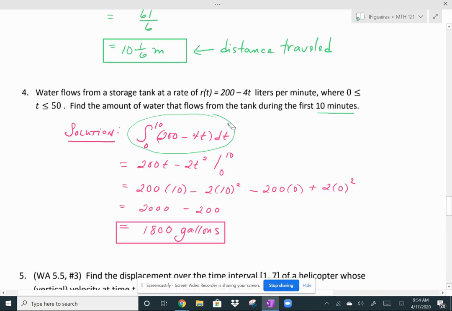So you take the antiderivative, you get 200t minus 2t squared, evaluated from 0 to 10, plug in your limits, and don't forget here, I already distributed the negative, which is why that second term turned positive. So you end up with 2,000 minus 200, so that means that 1,800 gallons of water flowed from the tank in the first 10 minutes.